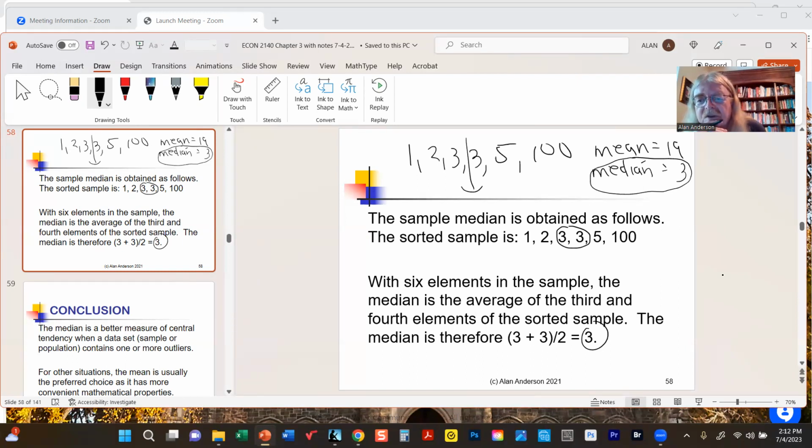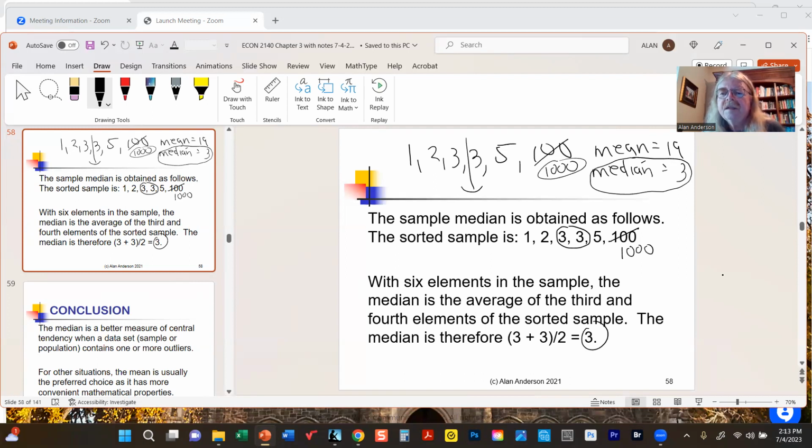And to make it even more interesting, what if that last value was not, let's say, 100, but 1,000? Well, then the average would have been even that much higher. In fact, it would be really high. What would it have been? 1 plus 2 plus 3 plus 3 plus 5 plus 1,000 divided by 6, 169. And that's even more unrealistic. But guess what? The median would still be 3.